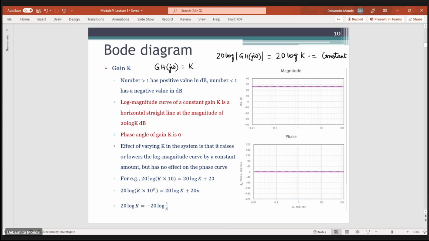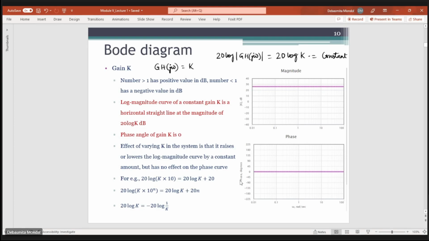So the effect of varying k in the system is, if you change the value of k, then depending on how you are changing it, this magnitude curve will either move up or move down. The phase angle will not change, obviously, because it will stay constant at 0. But the magnitude curve will either move up or down depending on how the value of k is changing, right? So if you observe the magnitude curve for this gain, depending on how the curve is changing, you can say how the gain of the overall system is also changing.